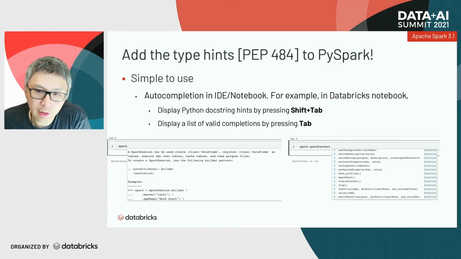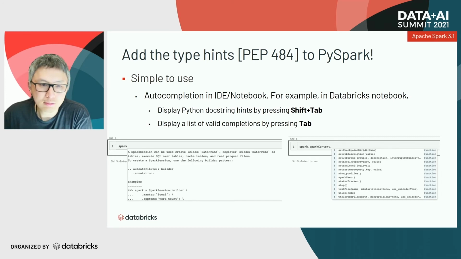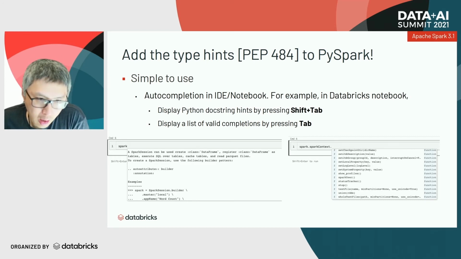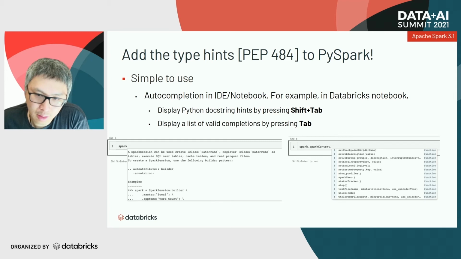Most IDEs and notebooks can enable auto-completion for PySpark. For example, when you type spark in a Databricks notebook, you can simply press Shift and Tab, and you will see the docstrings of SparkSession, that includes an example. When you type spark context dot, you can press Tab, and then it lists all the valid variables and functions. With these auto-completion features, you do not need to read the API reference document. This greatly improves your productivity.